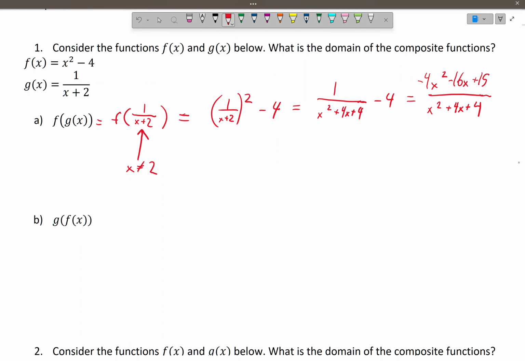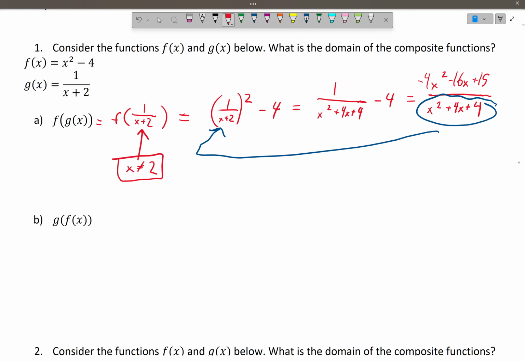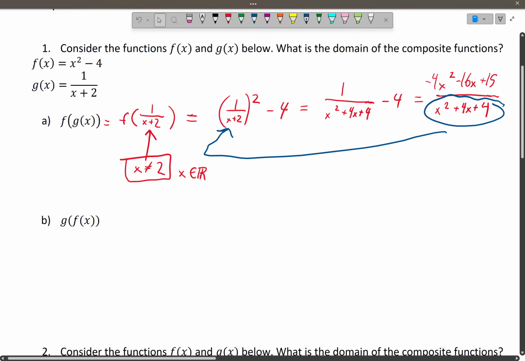There you go. And you'll hopefully see that the only restrictions would be from the denominator, and it'd be the same restrictions that we had before because it's just x plus 2 times x plus 2. So our restriction is x cannot equal 2, where x is in the real numbers. So we're always going to have x in the real numbers, but in this case where x cannot equal 2.